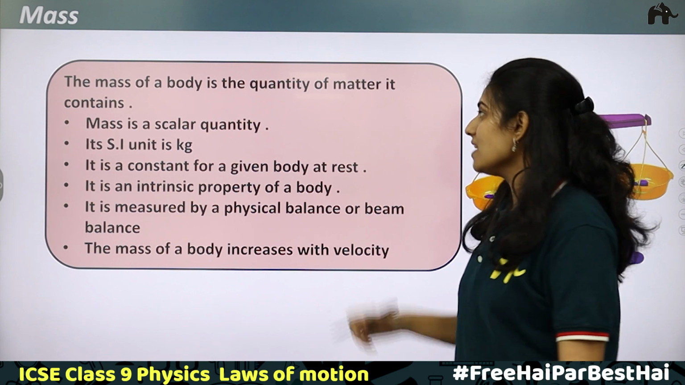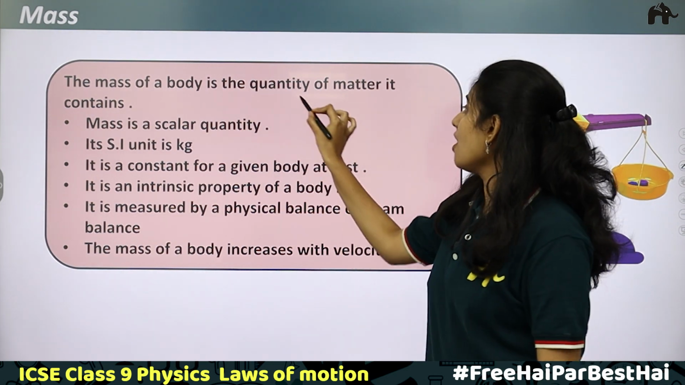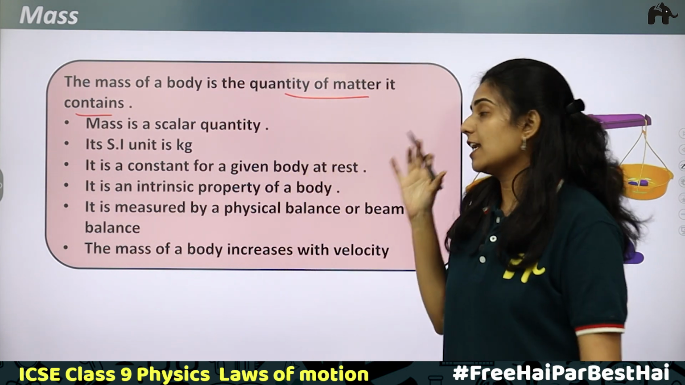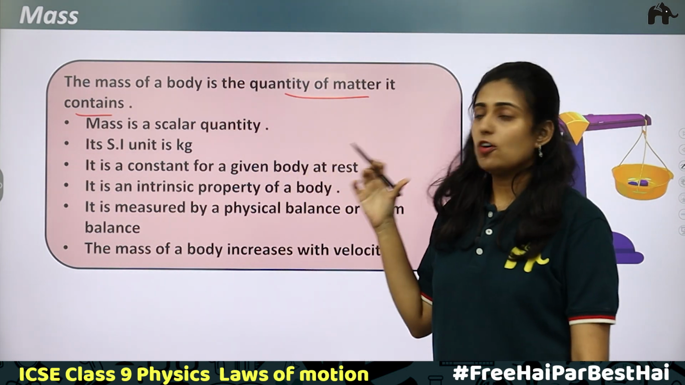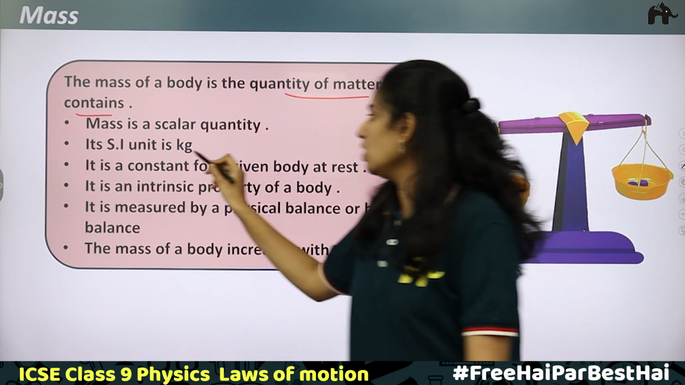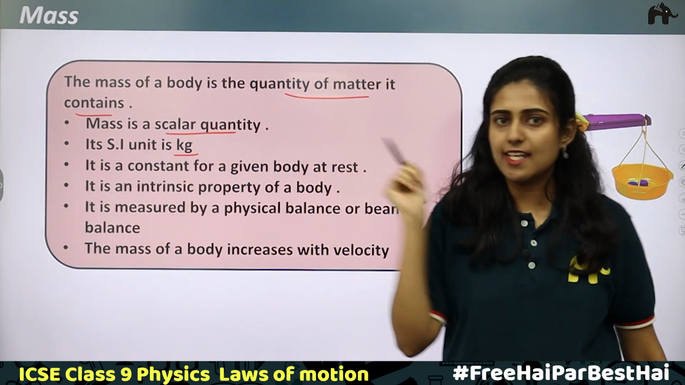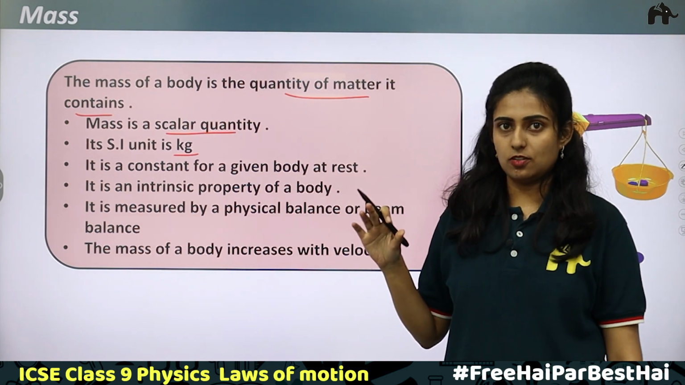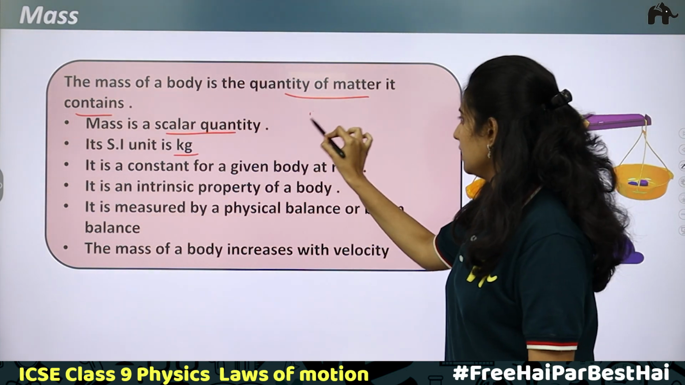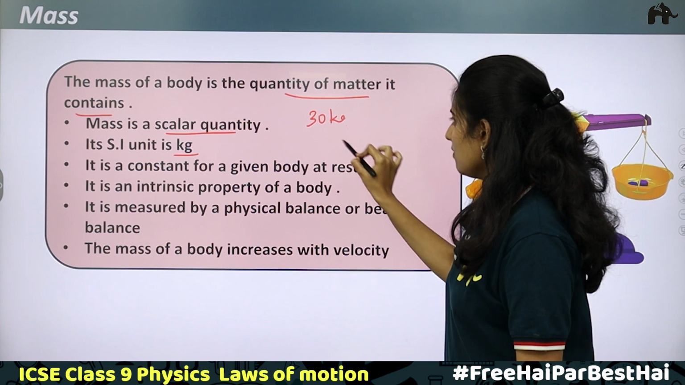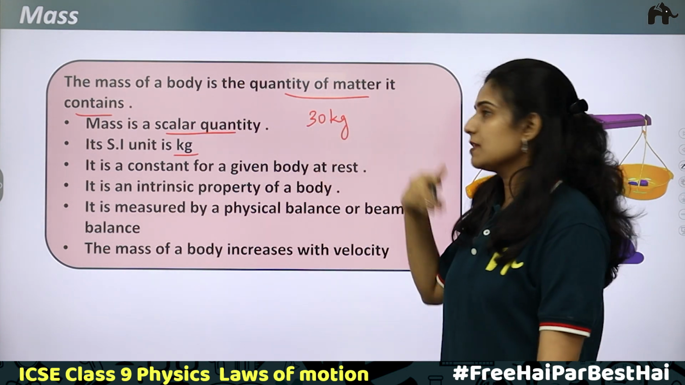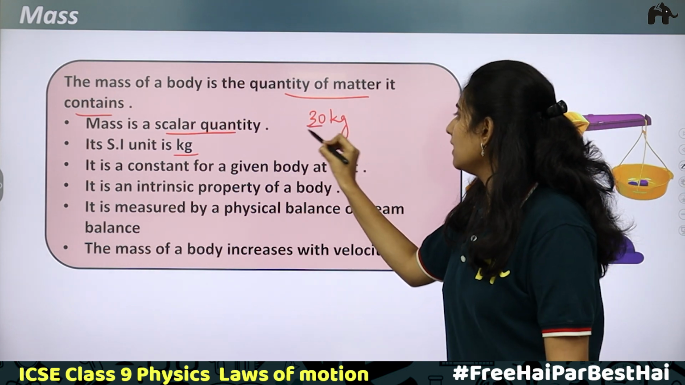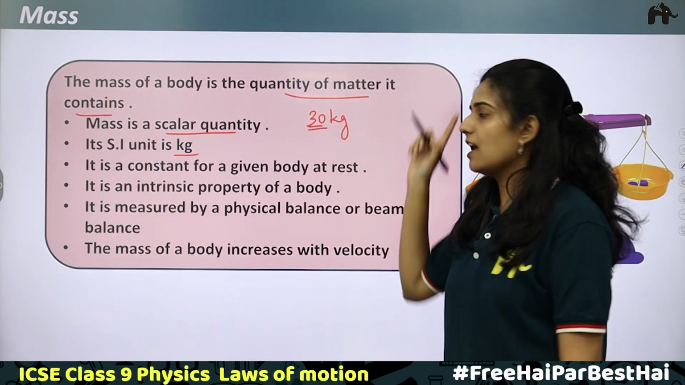Now we can define mass. The mass of a body is the quantity of matter it contains, or it is the amount of matter contained in a substance. Okay, what is the unit? Its unit is kilogram, and it is a scalar quantity. What are scalar quantities? Quantities which have only magnitude and no direction. Okay, 30 kilogram. Whether this 30 kilogram body is moving to right, to left, it doesn't matter. It is only dependent on the magnitude. So it is a scalar quantity.